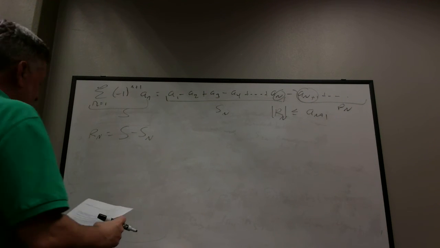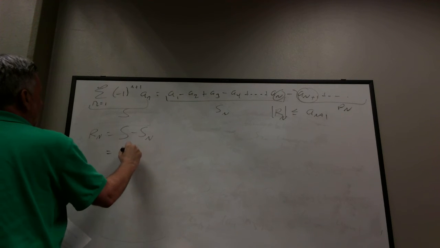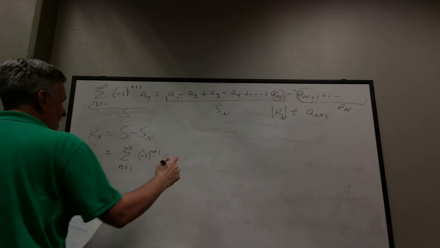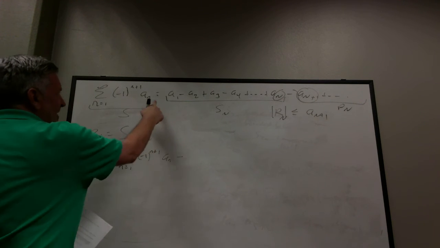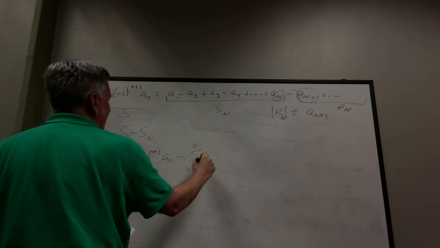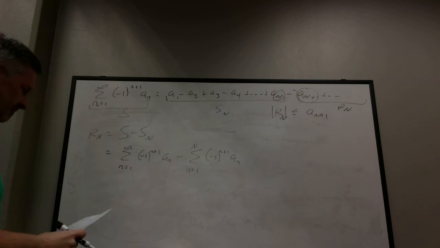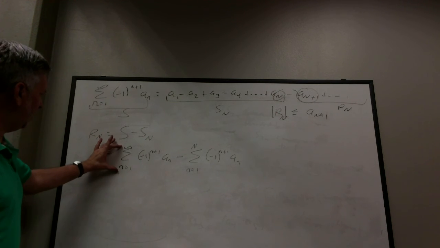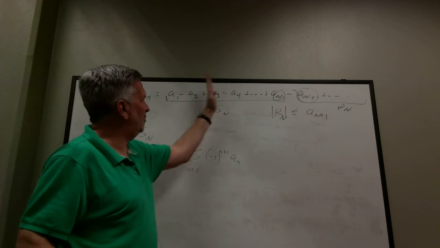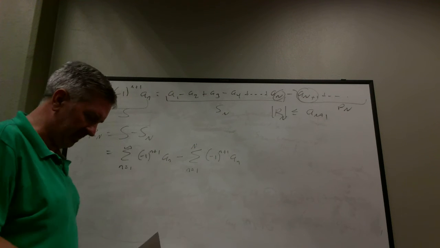Well, what would that be? Well, S is the whole thing, the sum from n equals 1 to infinity of (-1)^(n+1) a_n, minus, now what's S_N? S_N is the sum n equals 1 to capital N of (-1)^(n+1) a_n. So again, S stands for the whole series, 1 to infinity. If you go from the first term to the capital Nth term, it's a sum from 1 to capital N of the series.